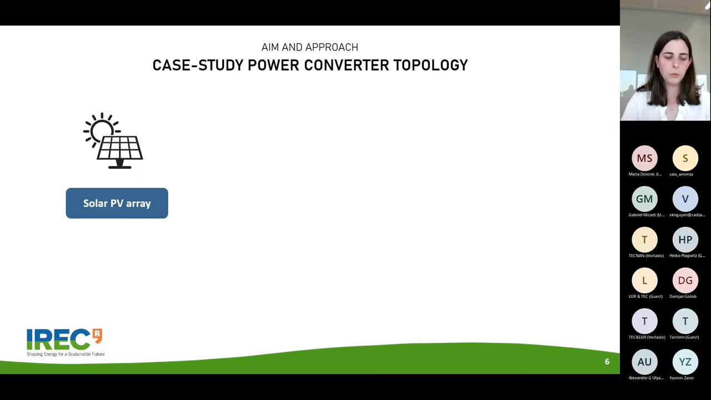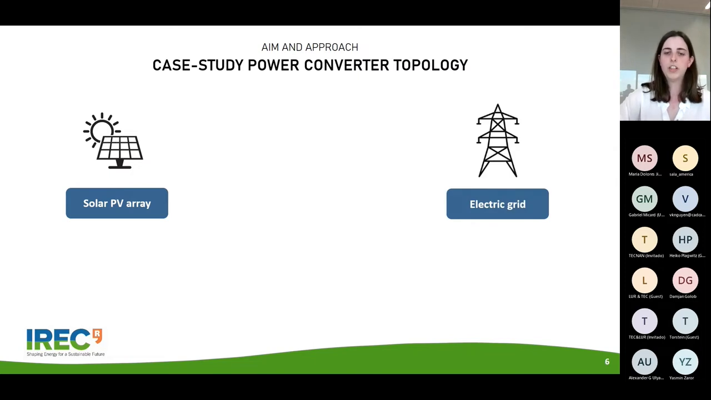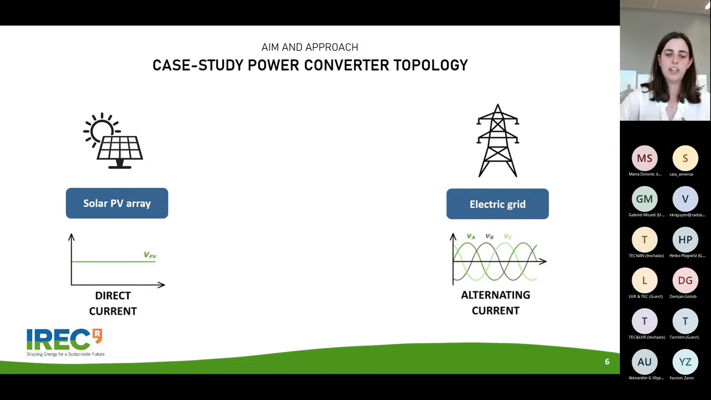So now to understand which is the system we are applying this to, we have to take a look at the case study power converter topology, so which is the structure of the power converter in PV systems. Well, first of all, of course, we have a solar PV array that we have to connect to the electric grid. What is the problem? That the energy provided by the solar PV array is in the form of a direct current, so it's a constant. And the energy we have in the electric grid is a three-phase alternating current circuit.